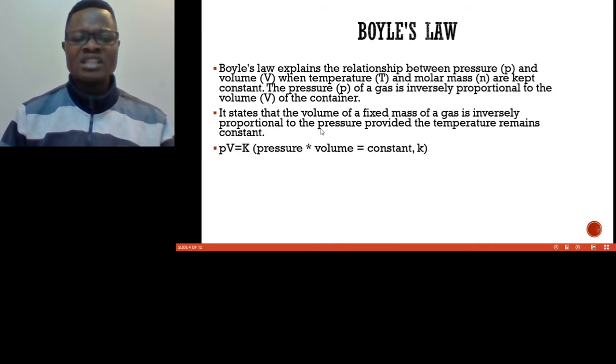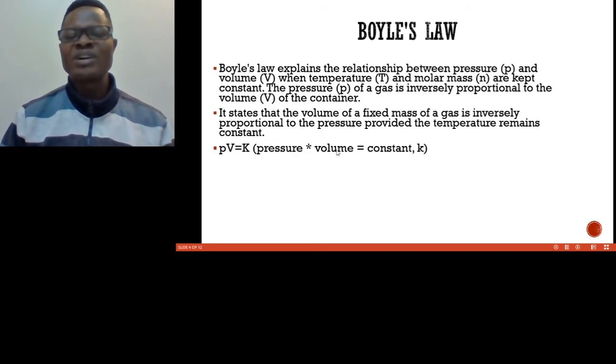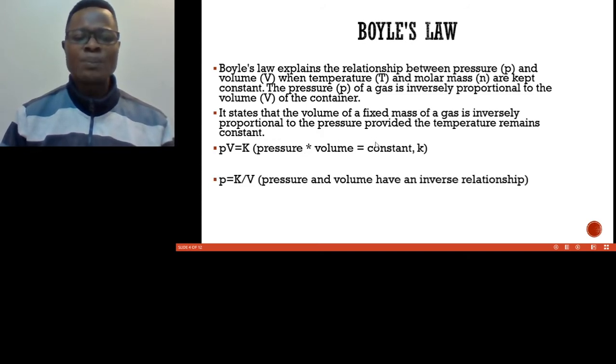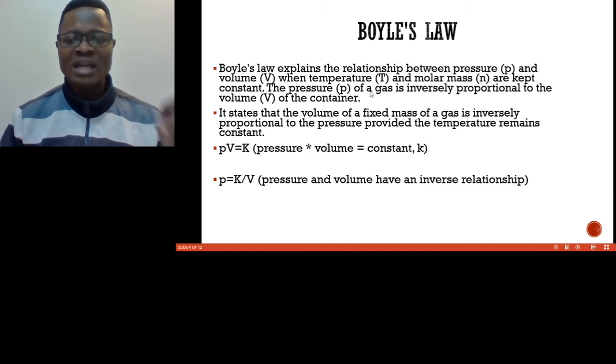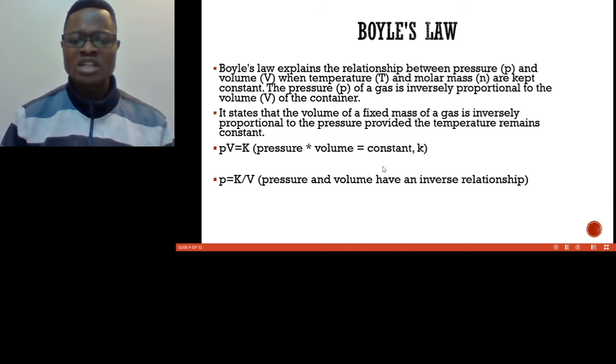So PV is equals to K. K simply means constant. So pressure multiplied by volume is constant. And we know that P is equals to K divided by V, because pressure and volume have an inverse relationship. Remember from our definition, we said that the volume of a fixed mass of a gas is inversely proportional. So there is an inverse relationship between pressure and volume. You will understand this better when we dive into calculations and other numericals.